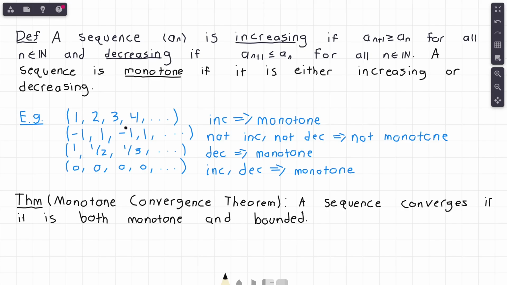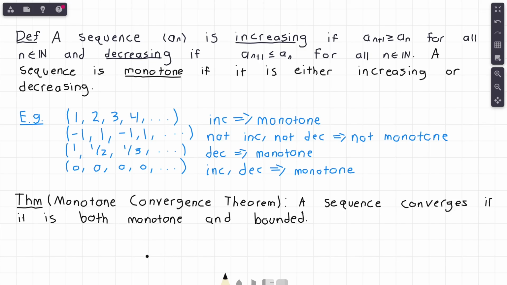So let's look at this third sequence. This sequence is monotone, and it's also bounded. And we also know that this sequence converges to 0. So that agrees with our theorem down here. Similarly, let's look at this fourth sequence. This sequence is monotone, and it's also bounded, and it converges to 0, which also agrees with our theorem.